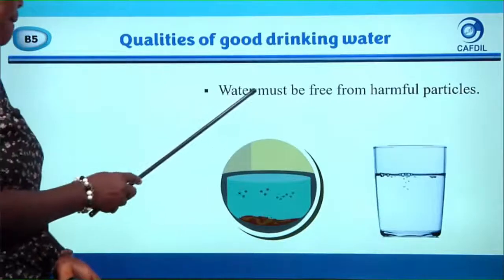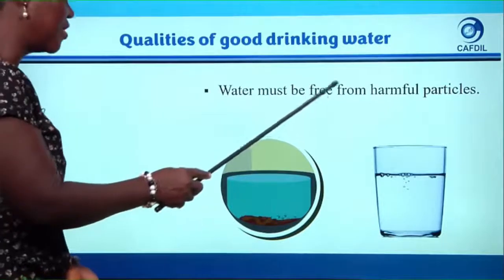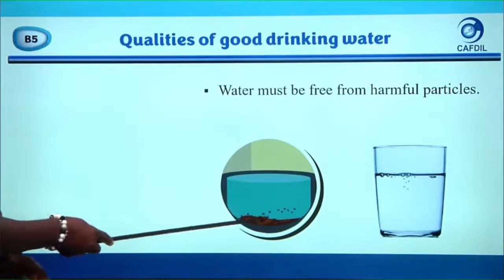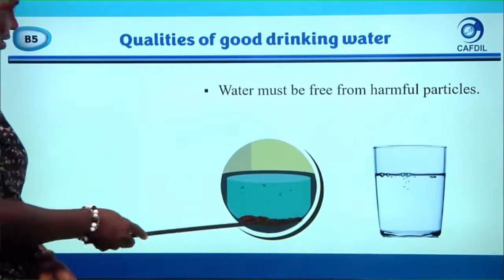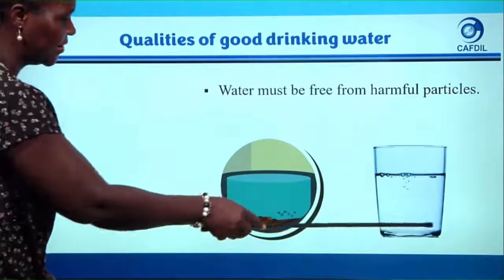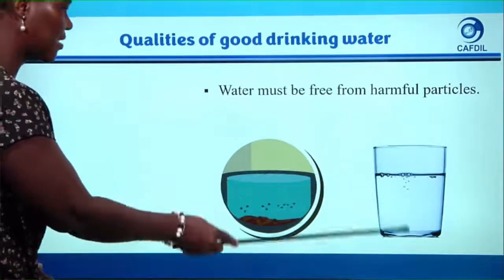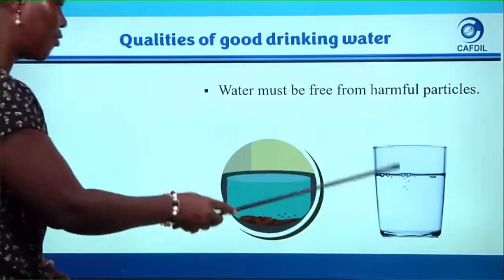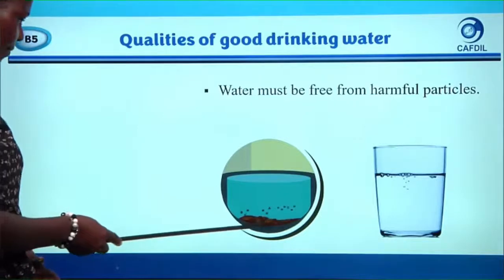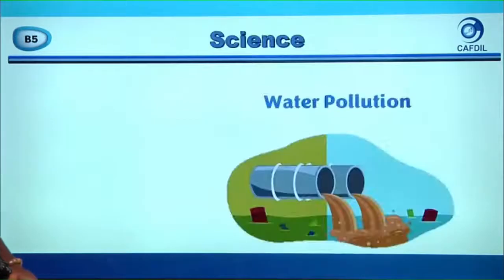Another one, water must be free from harmful particles. Now let's look at this water. You see some particles at the base of the cup. And look at this one. There's nothing in the water. So this is what we are talking about. No particles should be in. Yes, harmful particles. But this one, we have particles at the base of the cup. So water must be free from harmful particles.